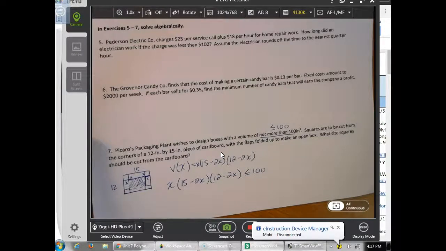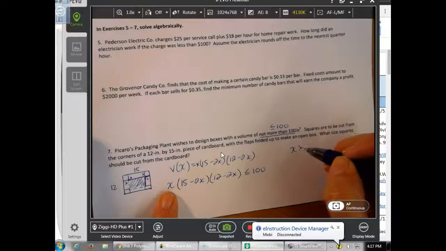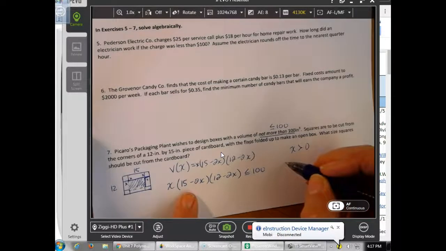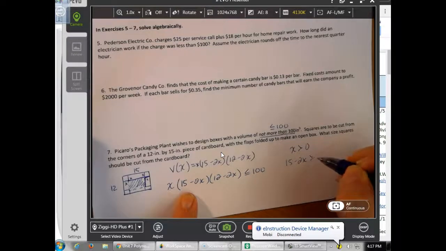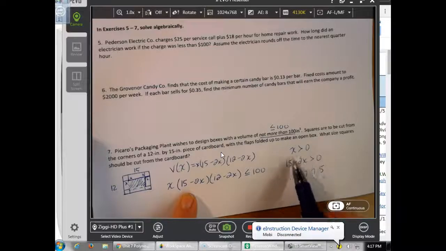Before I do that, though, I want to remind you that your dimensions must be positive. So each one of these, length, width, and height, has to be positive. So I'm going to take each one individually, and I'm going to establish what the domain should be. So the first one, x just has to be greater than 0. The next one, 15 minus 2x, has to be greater than 0. So when I solve for this, I get x must be less than 7.5. Because if I put in an x of 8, 2 times 8 is 16, 15 minus 16 would be a negative 1. I cannot have a negative dimension.